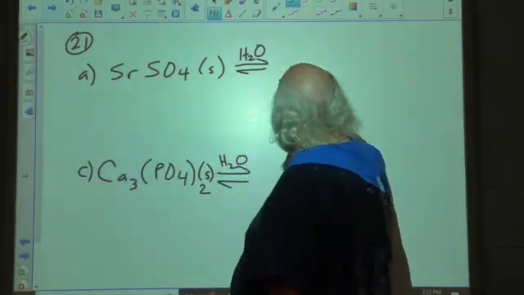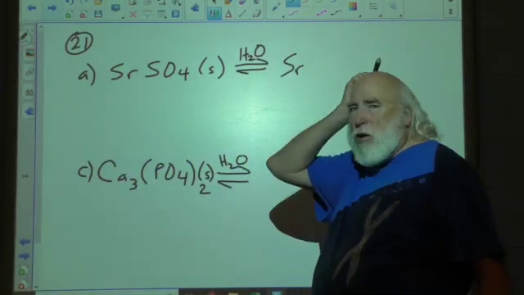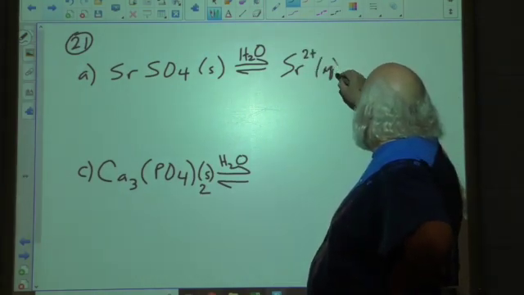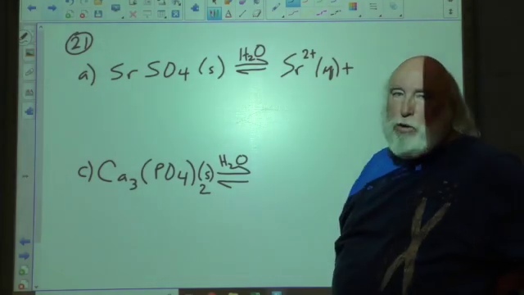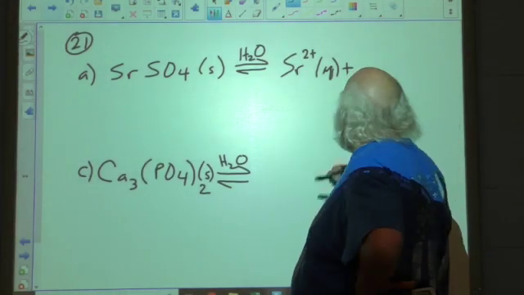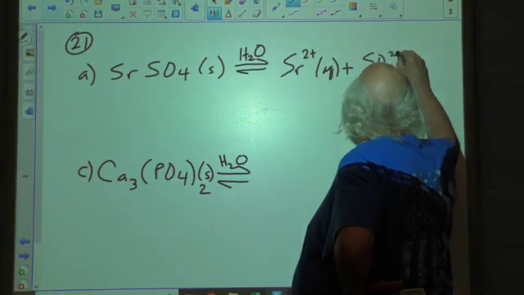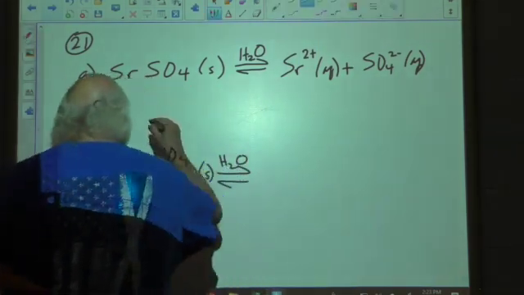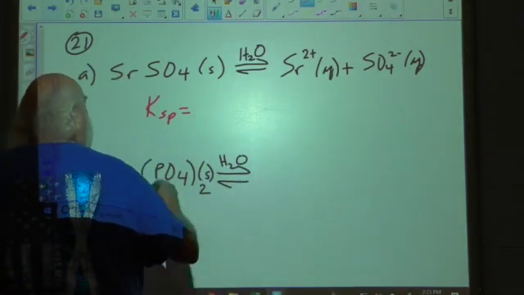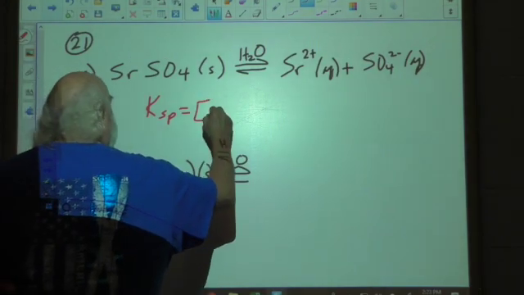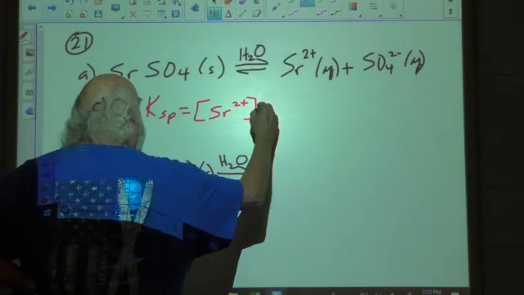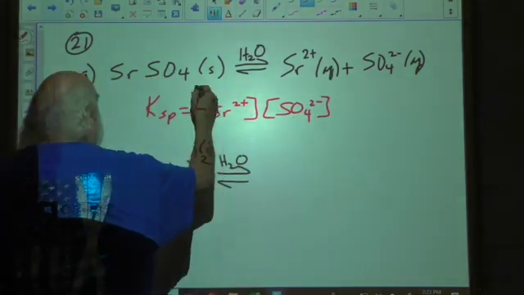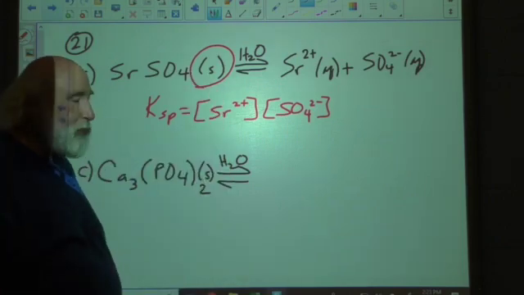Well, we're going to get a strontium. Now, strontium is a metal group 2A, so that's a positive 2 charge. That would be aqueous. Plus, sulfate is a polyatomic ion with a negative 2 charge, so SO4 2-, aqueous. So that means then that the Ksp expression, which is what we're looking for here, is going to be the concentration of Sr2+ times the concentration of SO4 2-. We don't put the solid in here because of the salt.